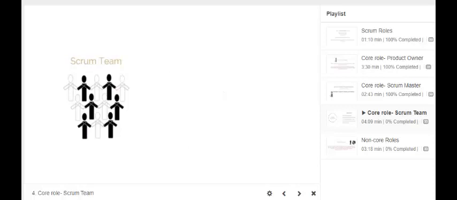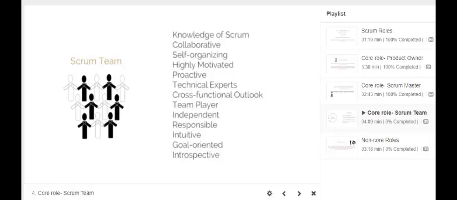And finally, for the Scrum team, you want people who can be knowledgeable about Scrum, people who are collaborative, self-organizing, and highly motivated, people who are proactive, people who are technical experts, but also cross-functional in their outlook, team players, people who are independent and responsible, intuitive, goal-oriented, and introspective.